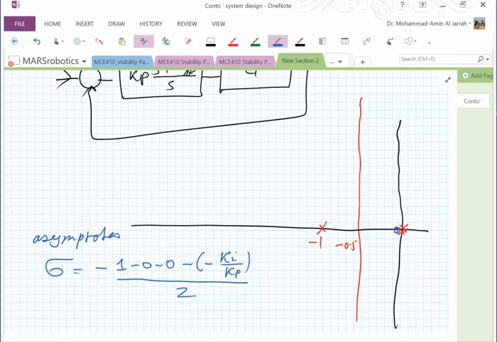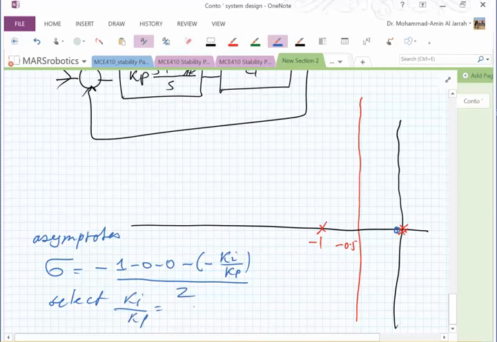Okay, so if I select Ki over Kp to be, for example, 0.05, I am placing a 0 at minus 0.05, so it will not affect the root locus. If I zoom in here, what is the root locus now? How will the root locus look?